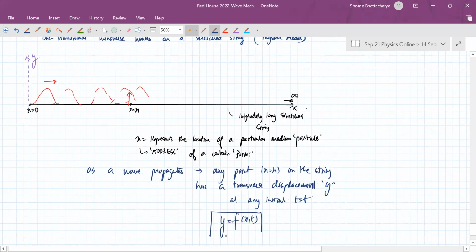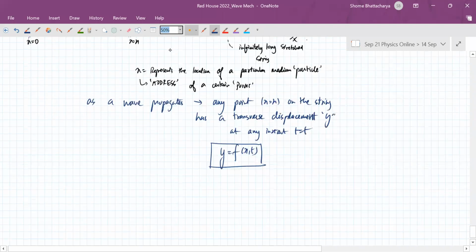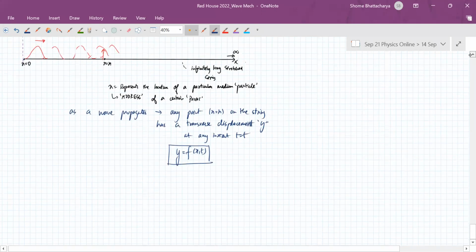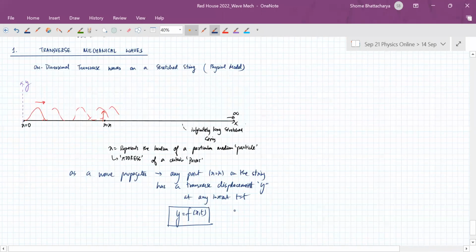So now we are going to deal with double variable functions, because it's not a function of x and y, it's a function of x and t. So the transverse displacement is a bivariable function of x, which is position, and t, which is time.